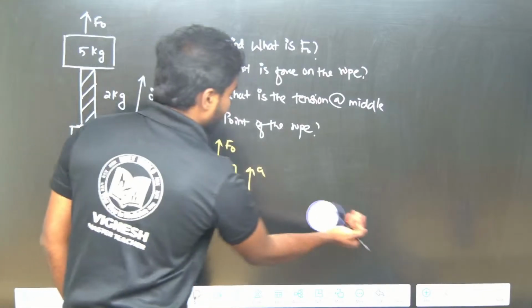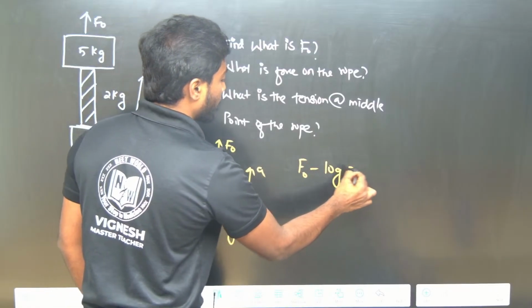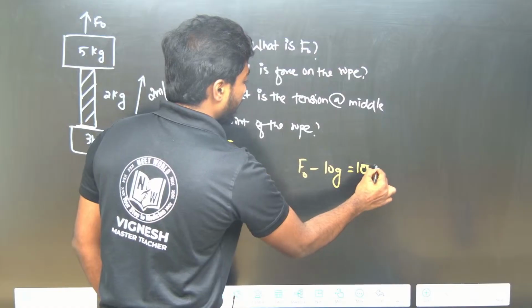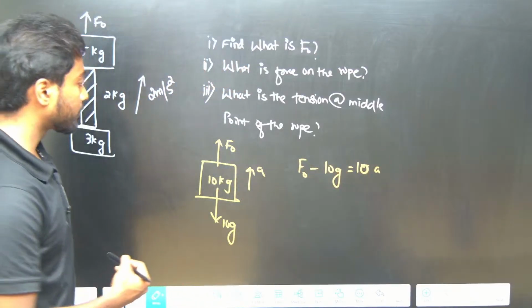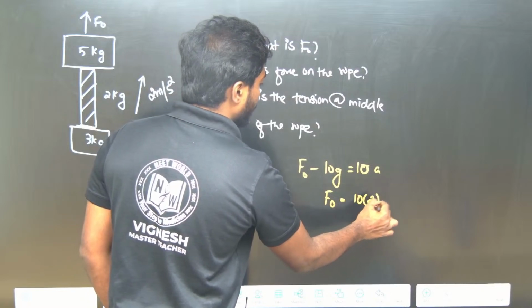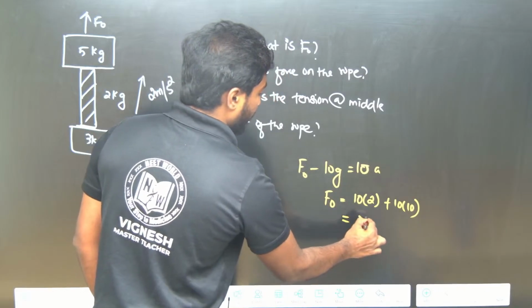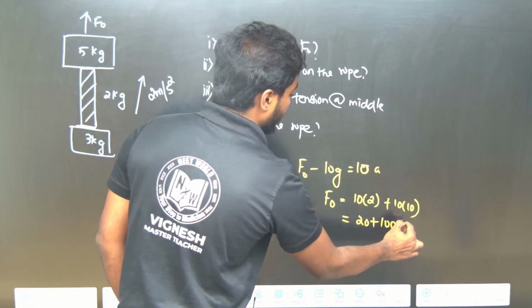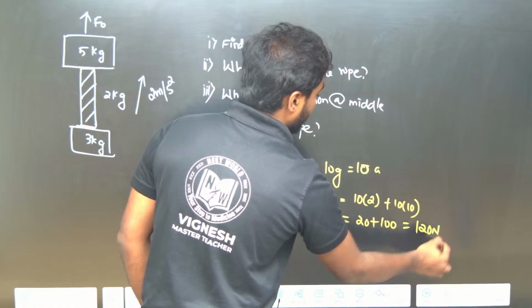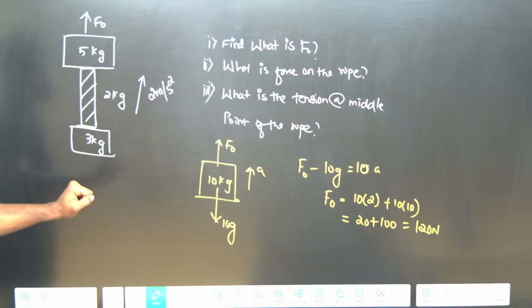Now can I say that F naught minus 10 g will be equal to 10a, right? So F naught will be equal to 10 into 2 plus 10 into 10. So 20 plus 100 will give us 120 Newton. So 120 Newton is the force on the total system. This is the answer for the first question.